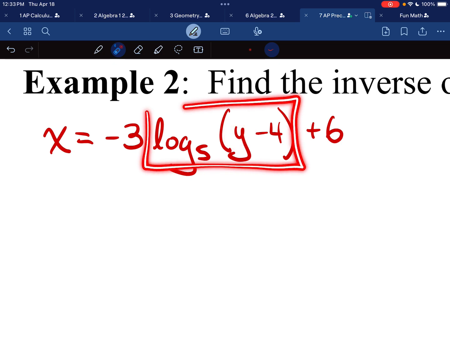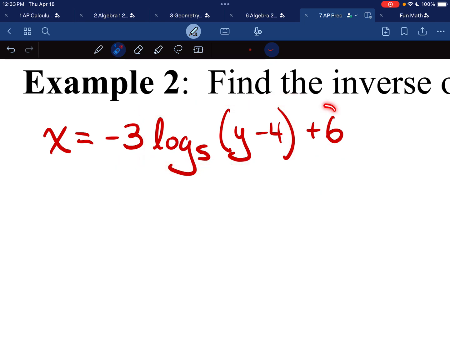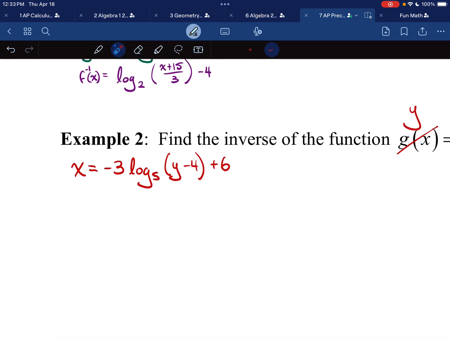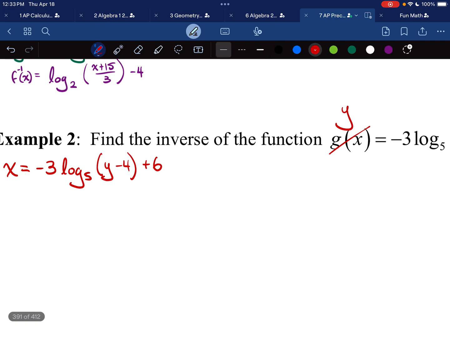So I'm going to isolate the logarithmic expression, and I can switch the log expression into an exponential form. So I need to get rid of this -3 and get rid of this plus 6. The first thing I'm going to do is get rid of plus 6 because of reverse PEMDAS. I said that before, but let's just make sure in this video I explain it thoroughly.